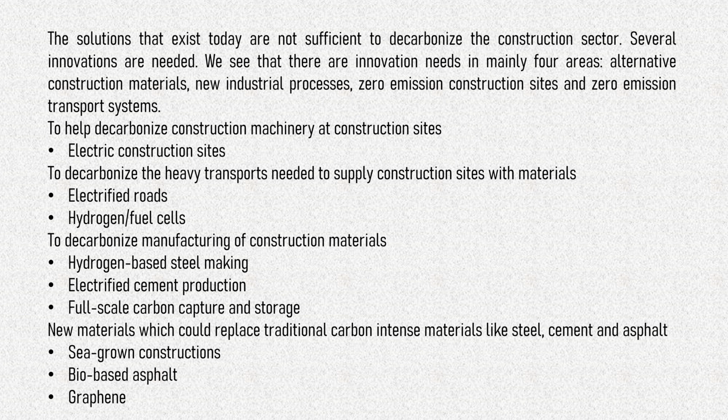To help decarbonize the construction machinery at the construction sites, we could switch to electric construction sites. To decarbonize the heavy transports needed to supply construction sites with materials, we could use electrified roads or hydrogen and fuel cells. To decarbonize the manufacturing of construction materials, we could switch to hydrogen-based steel making, electrified cement production, and full-scale carbon capture and storage.